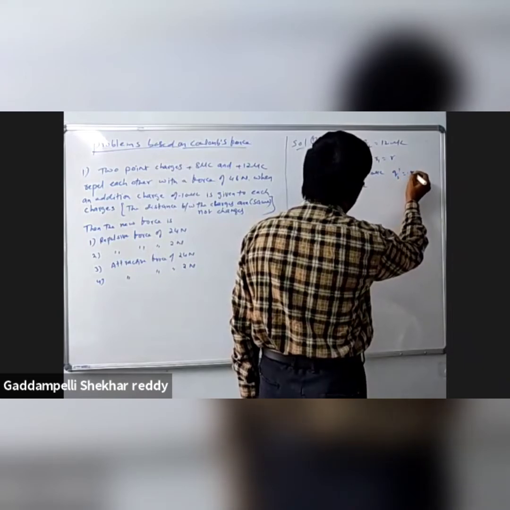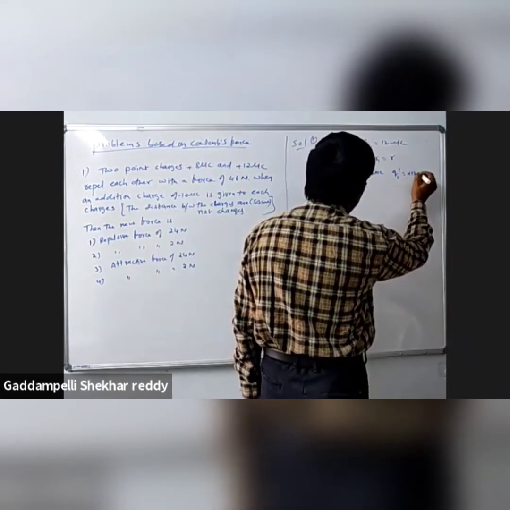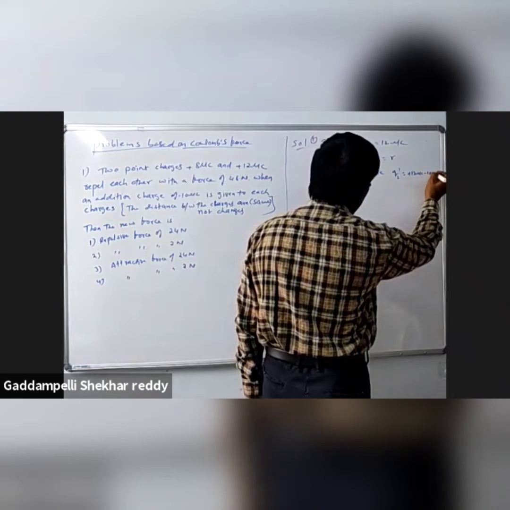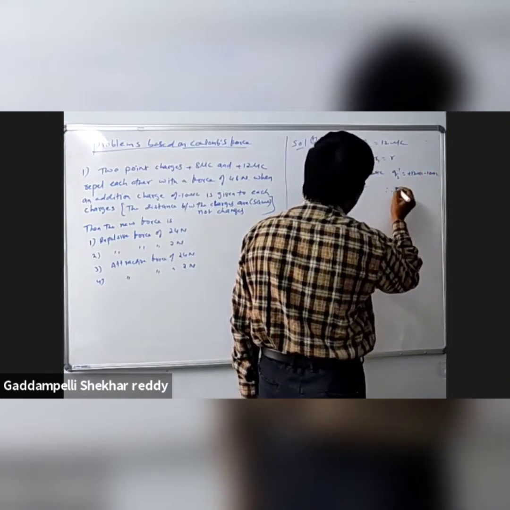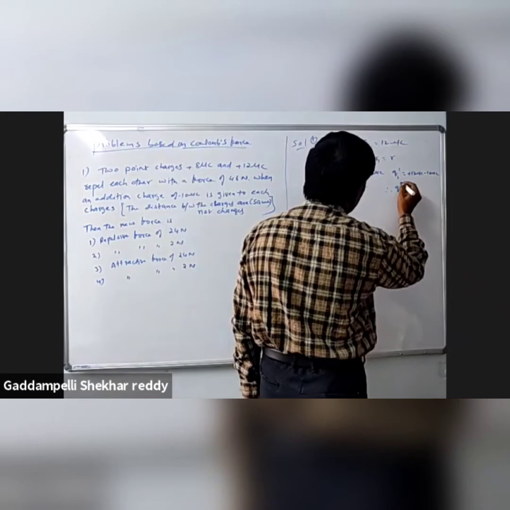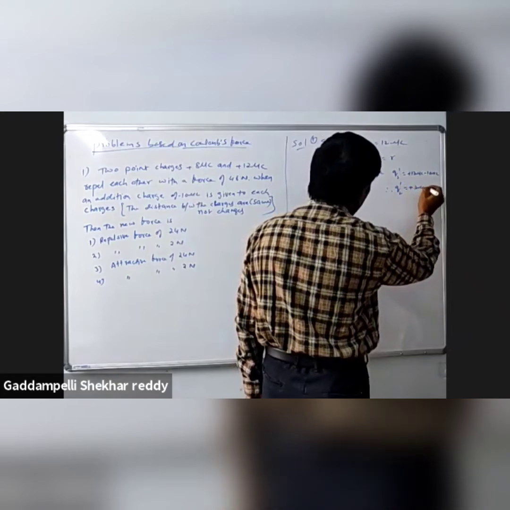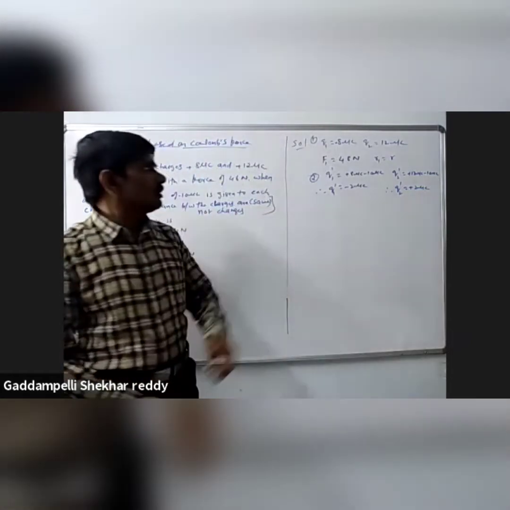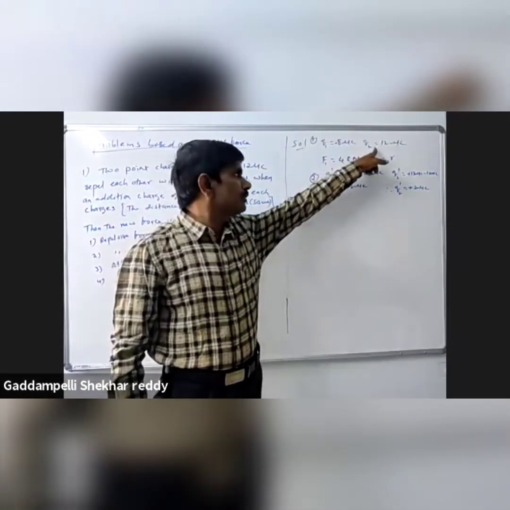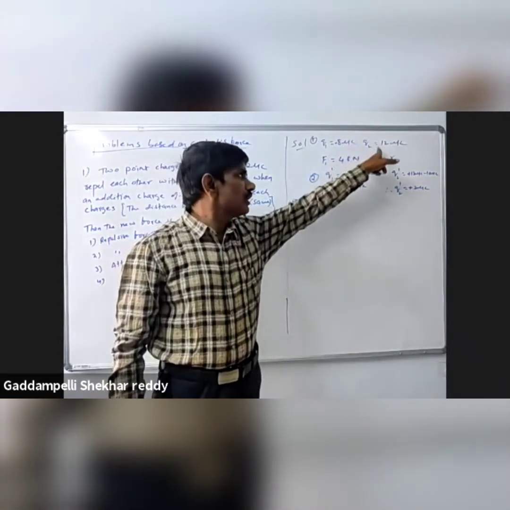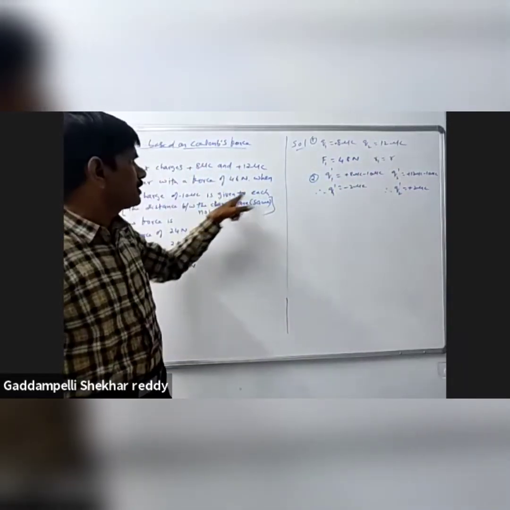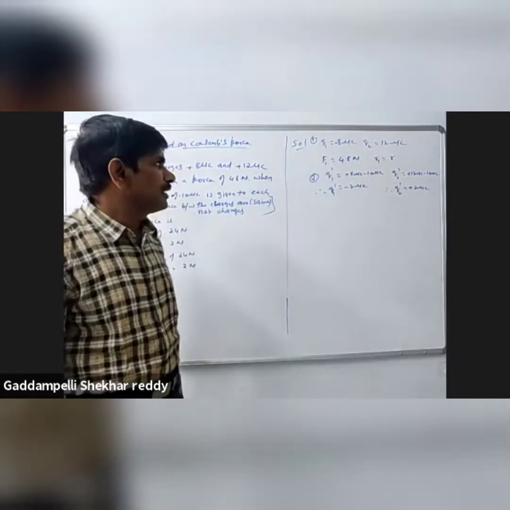Q2 dash is plus 12 microcoulomb minus 10 microcoulomb. Therefore, Q2 dash is equal to how much? Plus 2 microcoulomb. In the first case, both are already positive, plus, plus, so it is a repulsive force. That's why the repulsive force is given as 48 Newton.